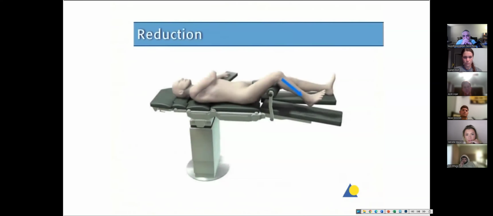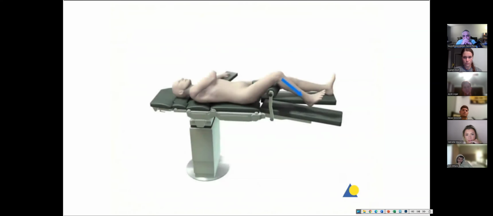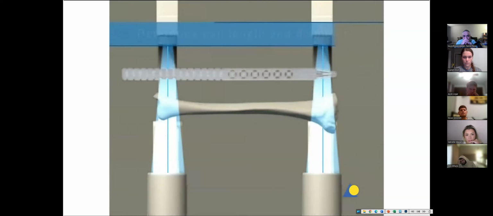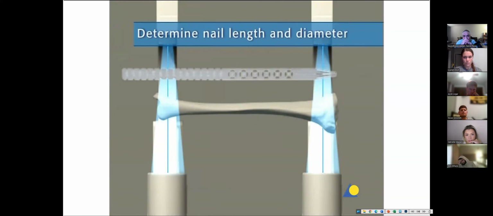The closed reduction is performed manually using axial traction under image intensification. The reduction can be temporarily fixed with reduction clamps. The required nail length must be determined after reduction of the fracture.